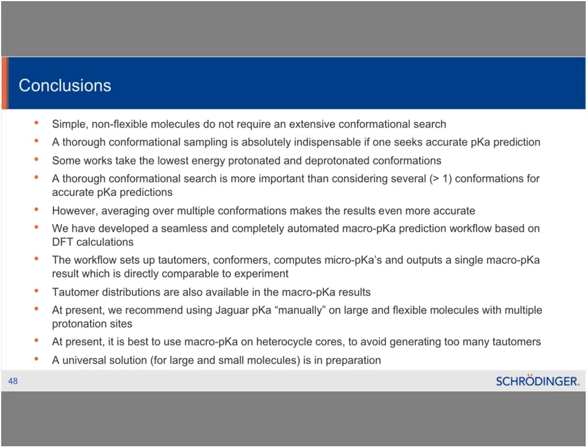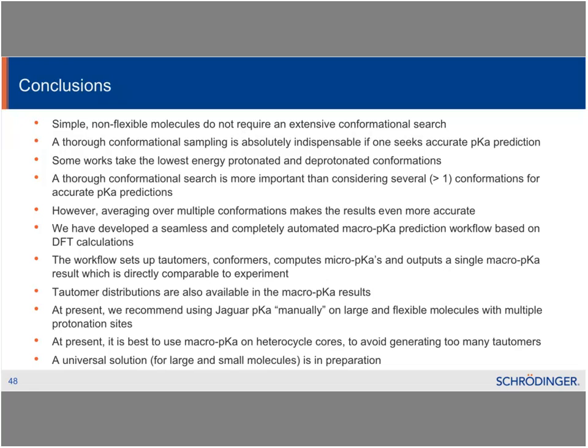So this was about the conclusions about conformations, and conclusions about tautomers are that we have developed, and are still actually developing and improving, a seamless and completely automated macro pKa prediction workflow or method based on DFT calculations. The program is called macro pKa. The workflow sets up tautomers, conformers, all for you. It computes micro pKa's for you and outputs a single macro pKa. And of course, you can also output tautomer distributions as a byproduct of the workflow.